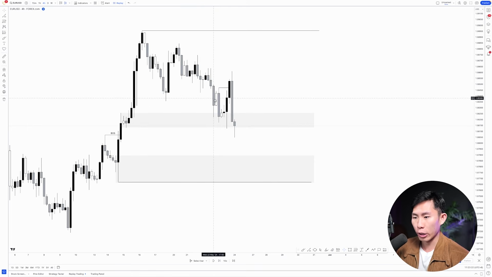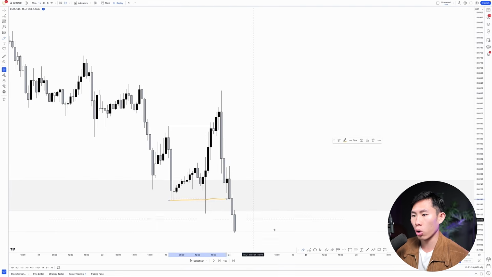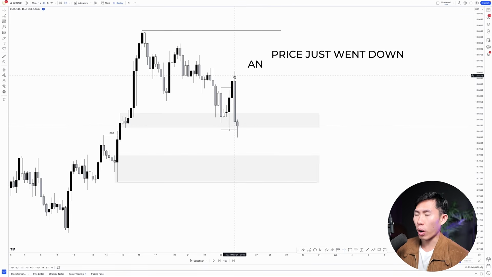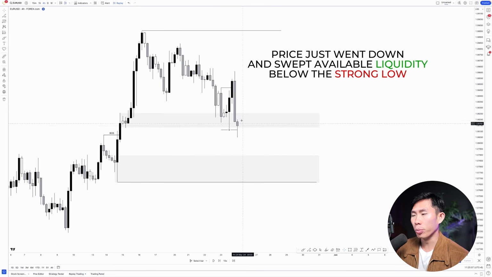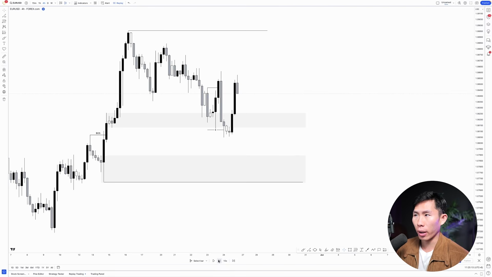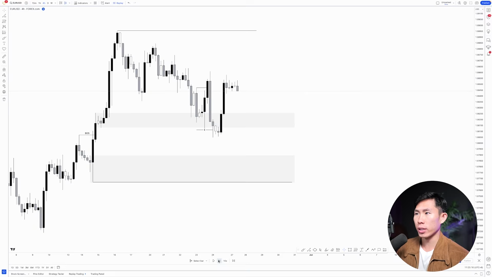Okay, so we got that inducement, that strong low inducement right here. We know that there is available liquidity below these strong lows right here. Okay, so I'll just put that liquidity mark right there. That shows us that there is available liquidity below these strong lows. As you see right here, price has just gone down there and taken the available liquidity below the strong low. And right now we can expect price to actually go up right there and then actually create that real market shift to the upside.